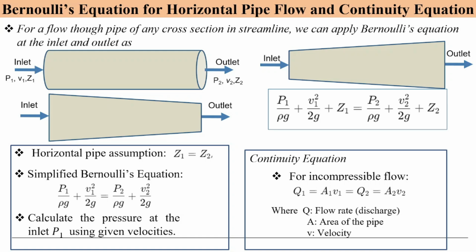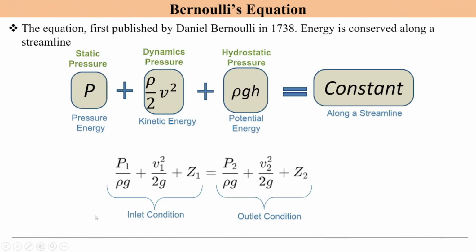A is the area of the cross section in meter square and V is the velocity of the flow. The equation was first published by Daniel Bernoulli in 1738, which is all about the energy conserved along the streamline. So first is static pressure.